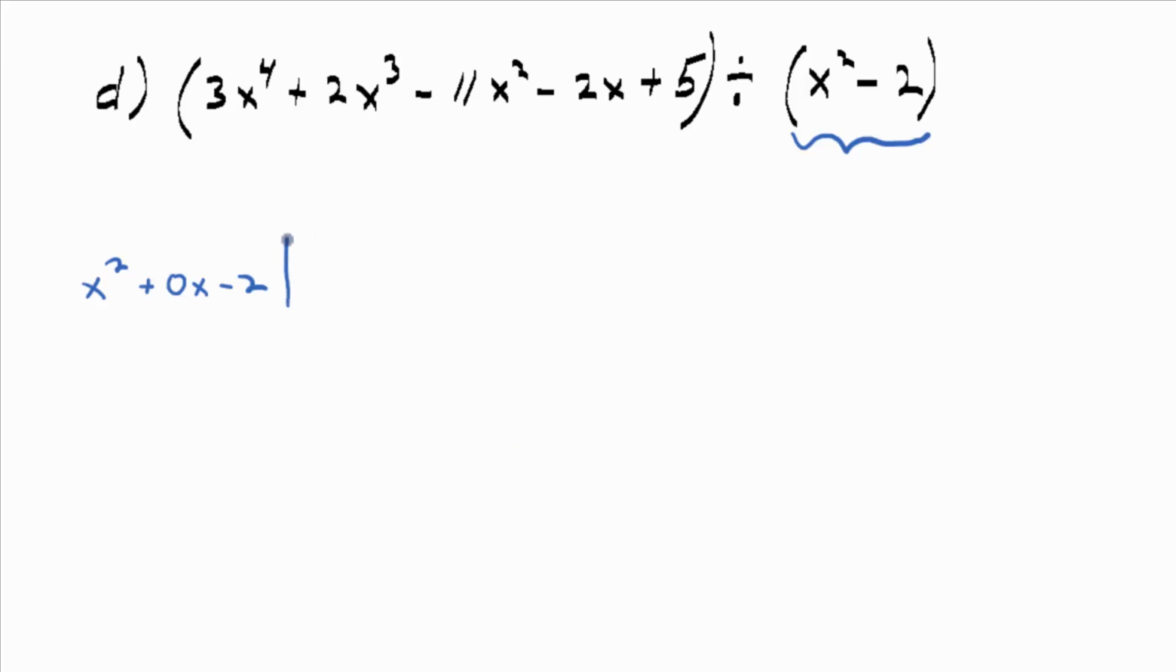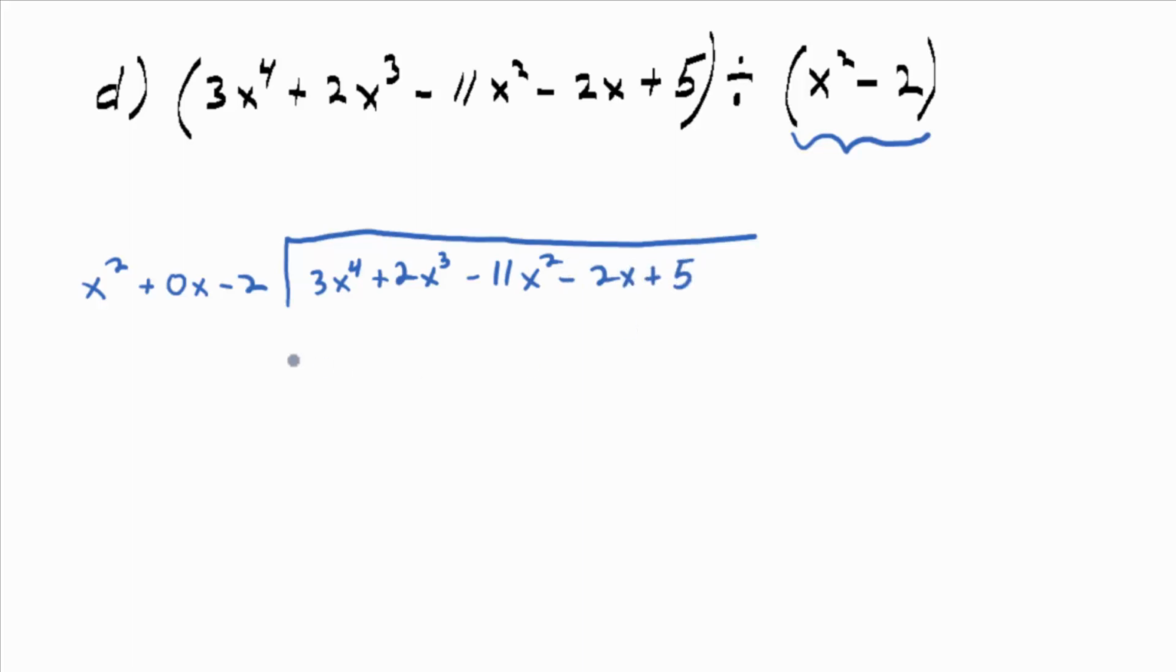And then in the division garage, we'll put in 3x to the fourth plus 2x cubed minus 11x squared minus 2x plus 5. Okay, what can I multiply x squared by to get 3x to the fourth? What do you think? So yeah, we're going to have a 3 in there, right? So 3x squared. Notice I put the 3x squared above its like term inside the division garage.